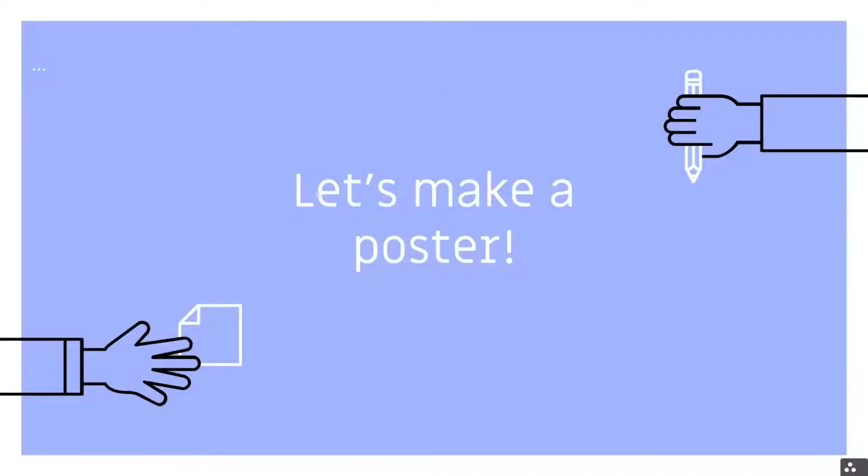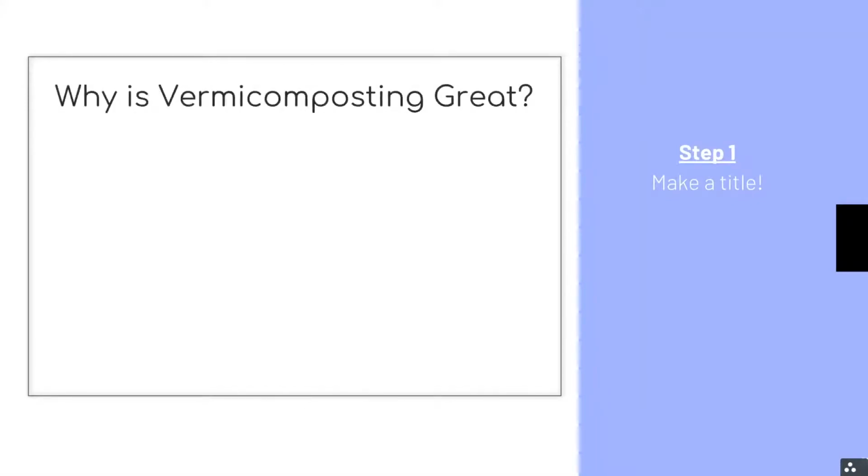Now that we know the basics, let's move on to how to make a persuasive poster. First of all, we want to make a title that draws viewers in. Asking a question is a great way to do this, like, why is vermicomposting great? You can also think of other ways to make a fun title. Maybe you can add a fun phrase or a catchy slogan.